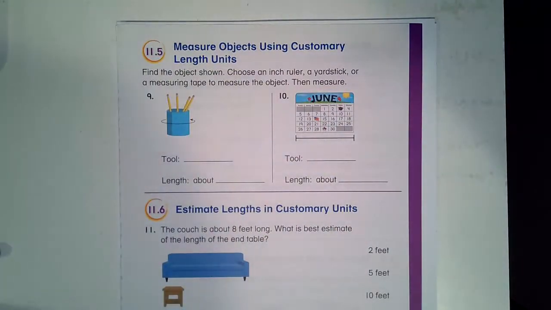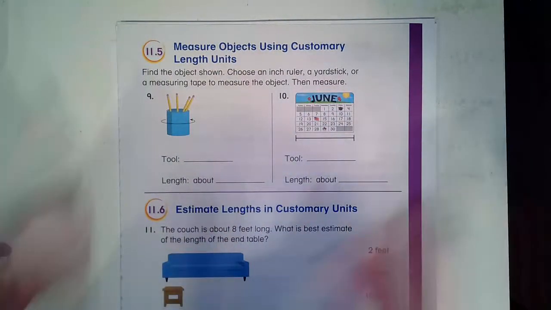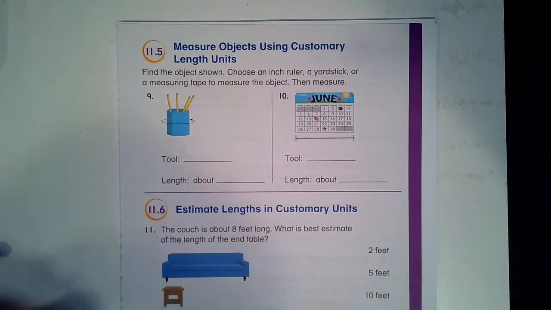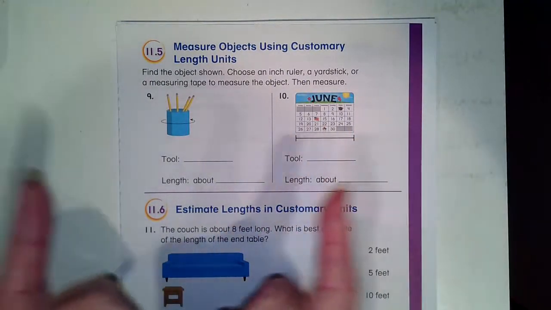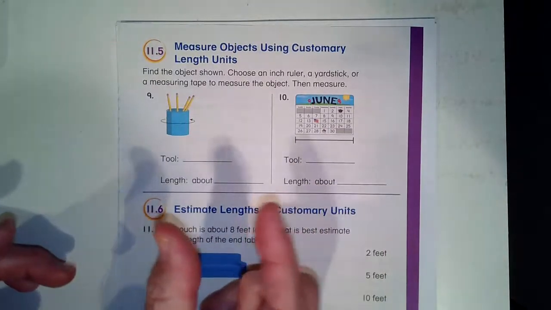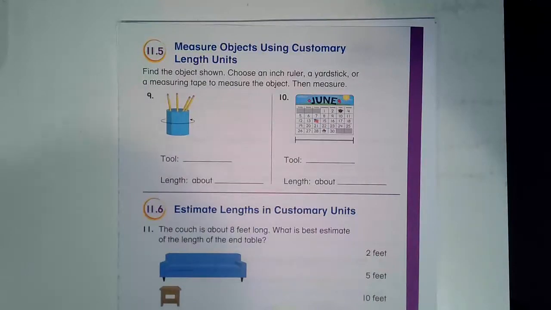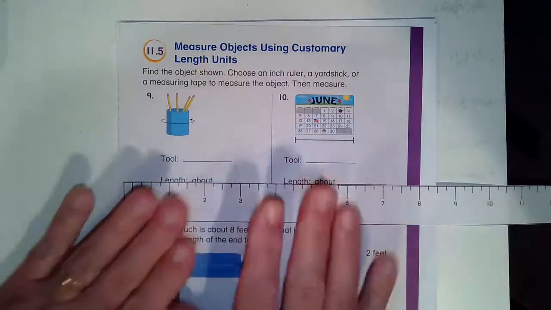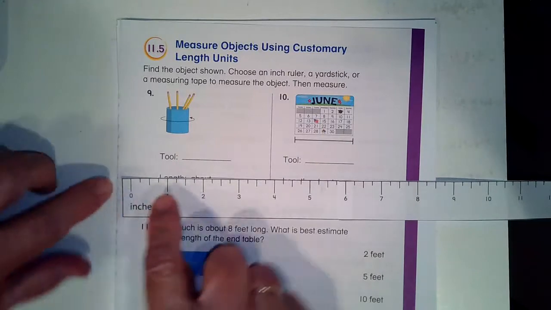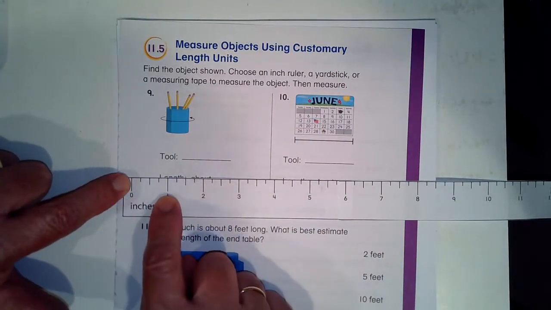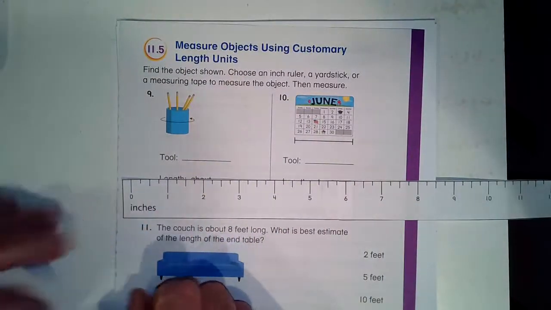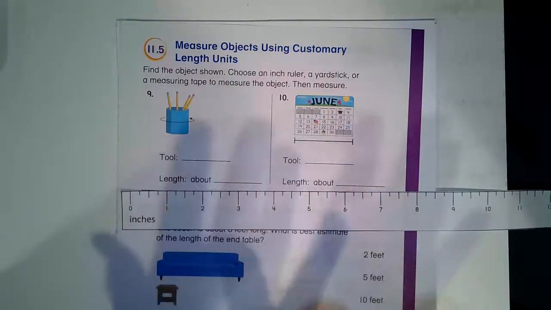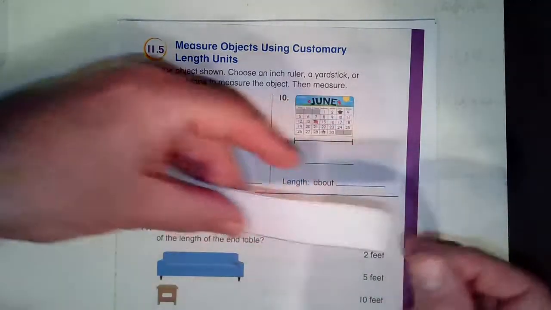Now, customary length units, I could say this is 4 popsicle sticks long, or this is 3 paper clips long. But the problem is that all popsicle sticks are not the same length and all paper clips are not the same size. Customary means that every time somebody says an inch, it is the same from this 0 to this 1. Every single ruler has the same inch from this to this. That's a customary unit. It is the same no matter which ruler we use, right?